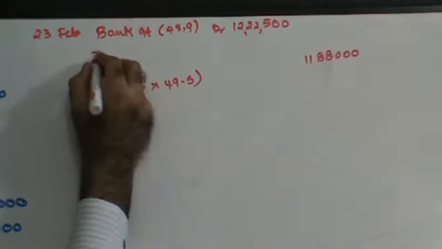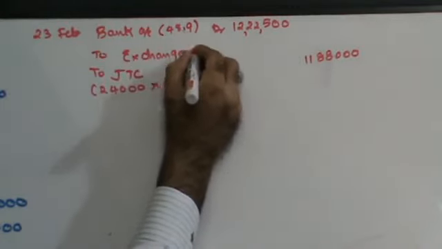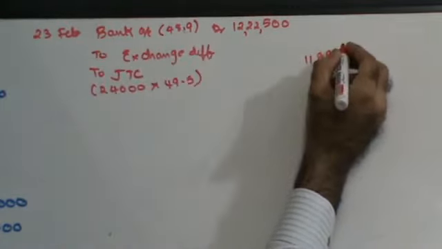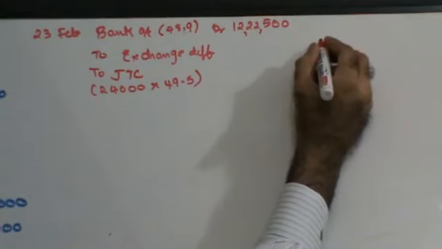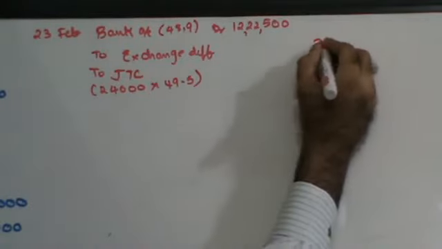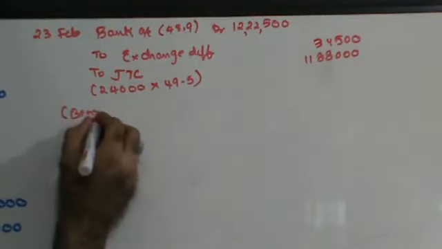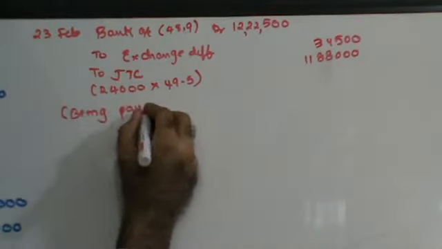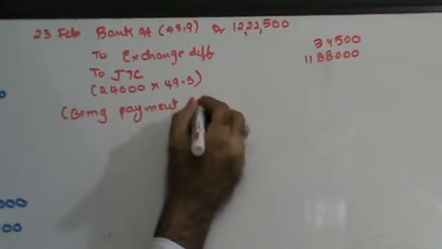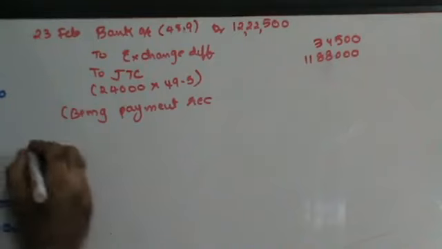This is going to be to exchange difference. How much is it? 11,88,000, no, that is your Jerry Trading Company. How much is your exchange difference? 34,500. Payment received. Right? That was 23rd Feb. Next, 24th March.